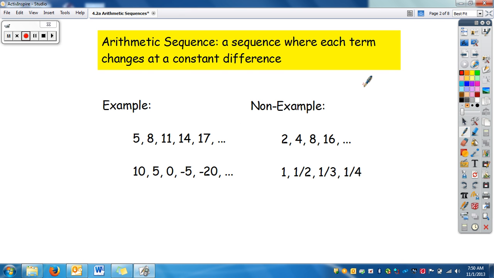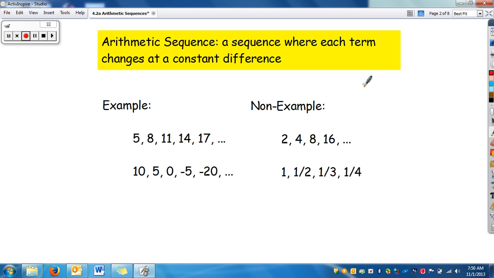So an arithmetic sequence is a sequence where each term changes by a constant difference. It goes up and down by the same amount. So these are examples of arithmetic sequences. If you look between them, what is the common difference between each of them? Well, 3. You're going up by 3 each time. On this one, it's not going up, but it's going down, and it's going down by 5. So all arithmetic sequences go up or down by a certain amount.